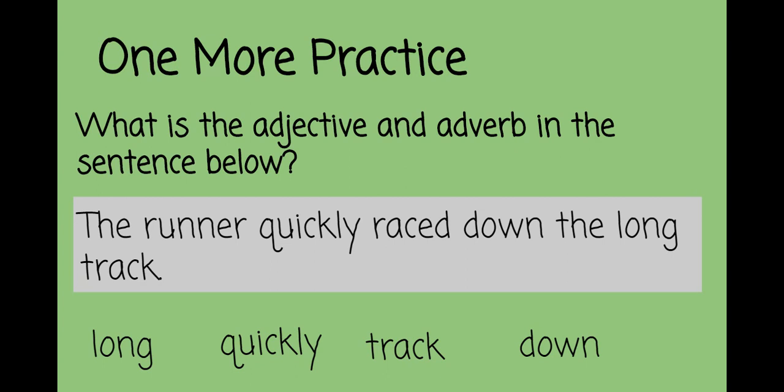And then the adjective would be describing a noun. And we said our nouns were runner and track. Is there a word describing any of those things? I only see the runner, and that's not describing it. What about the track? What do we know about the track from this sentence? We know that the track is long. So long is the adjective in that sentence. So my two answers would be long and quickly.